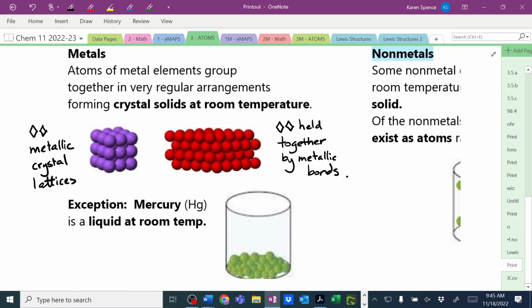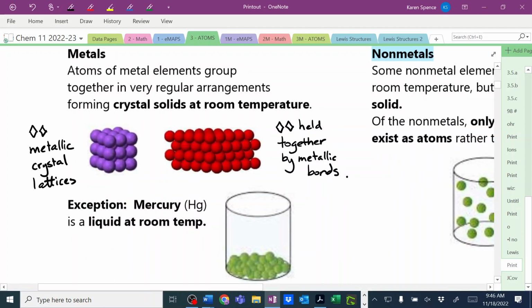And here would be our exception. Mercury is a liquid at room temperature. How can I tell that this is a solid and this is a liquid? Yeah, this is taking on the shape of its container. It's all random, it's disorganized, whereas the solid, if I were to put it in here, it would not fit the shape of its container. It would hold its own shape, and it's very organized and regular.